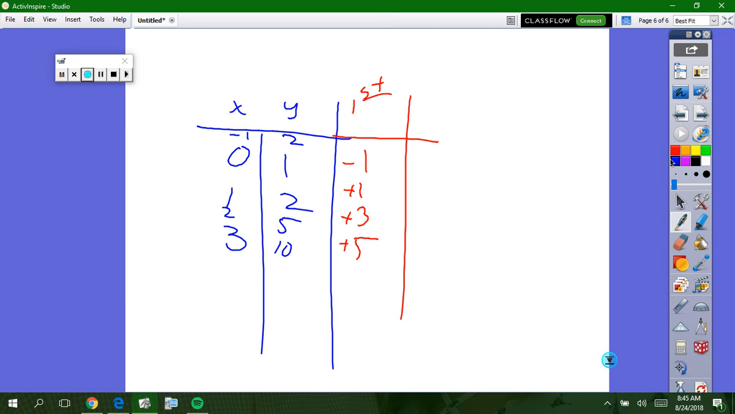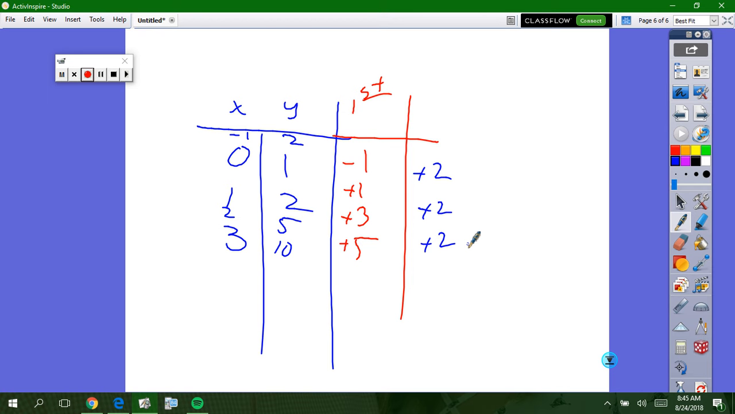How does negative 1 get to 1? We went up 2. How does 1 get to 3? We went up 2. How does 3 get to 5? We went up 2. See how it's constant.